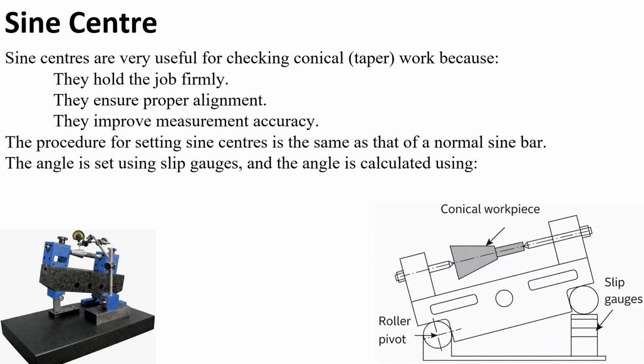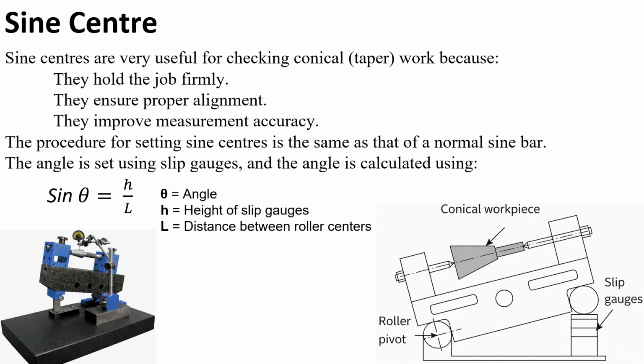The procedure for setting the sine centre is the same as that of the normal sine bar. Angle is set using the slip gauges and the angle is calculated using sin theta equal to h by L. Here theta equals the angle, small h is the height of the slip gauges, and capital L is the distance between the roller centers.